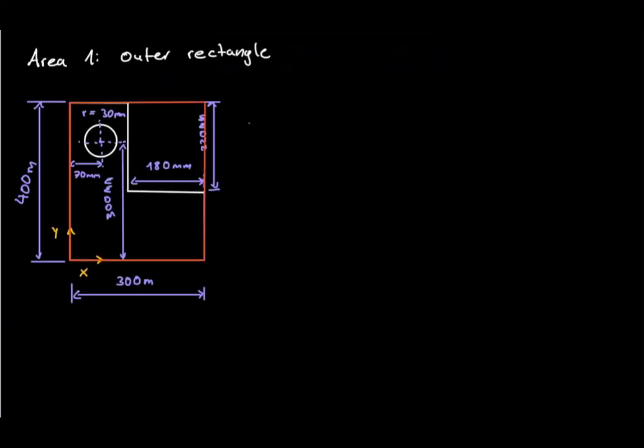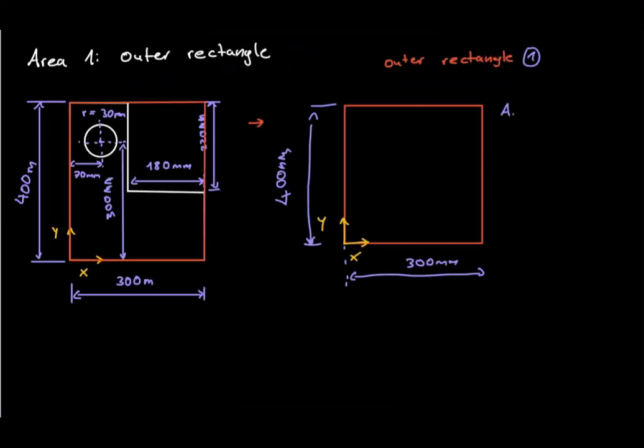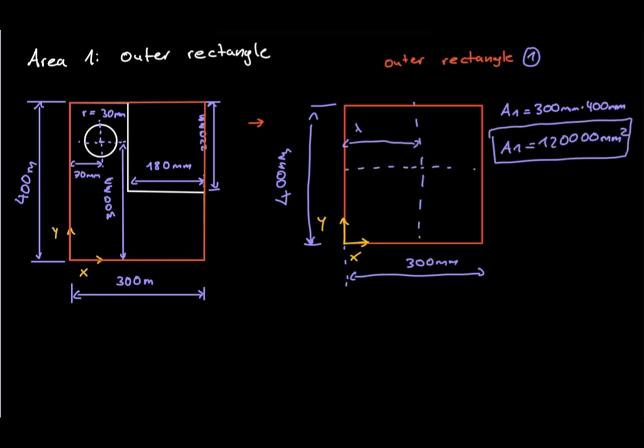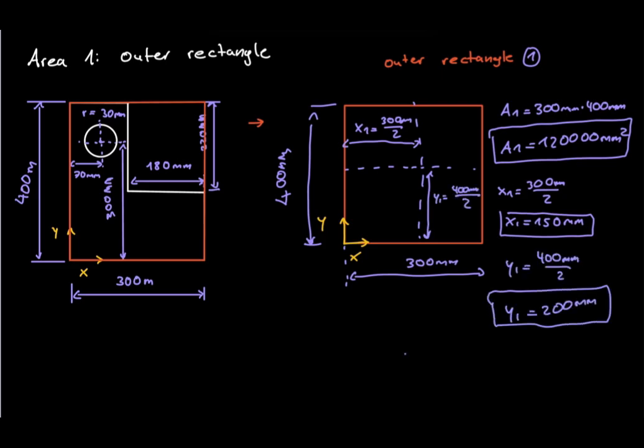We begin with the outer rectangle. Its area is 300 multiplied by 400, giving 120,000 square millimeters. The centroid lies at the center of the rectangle, so its coordinates are 150 millimeters horizontally and 200 millimeters vertically.